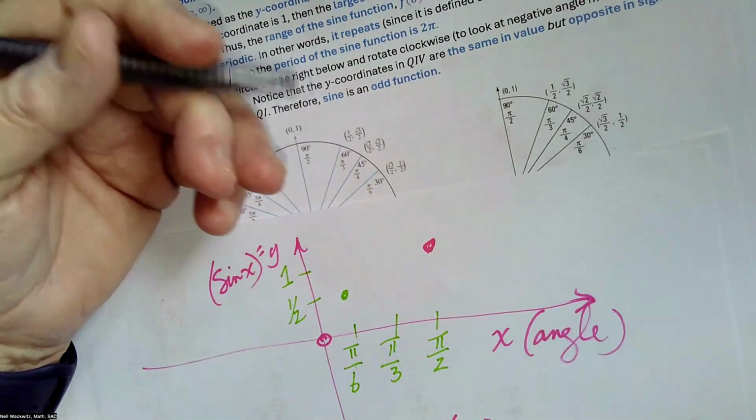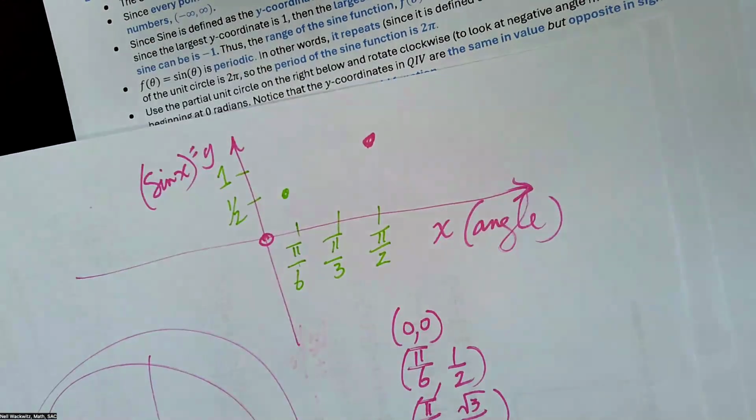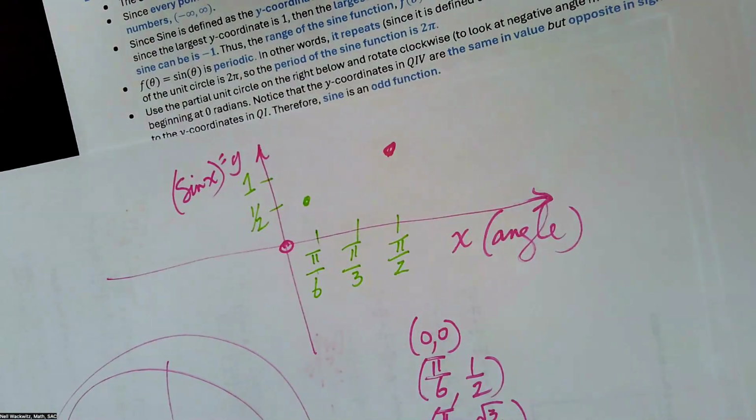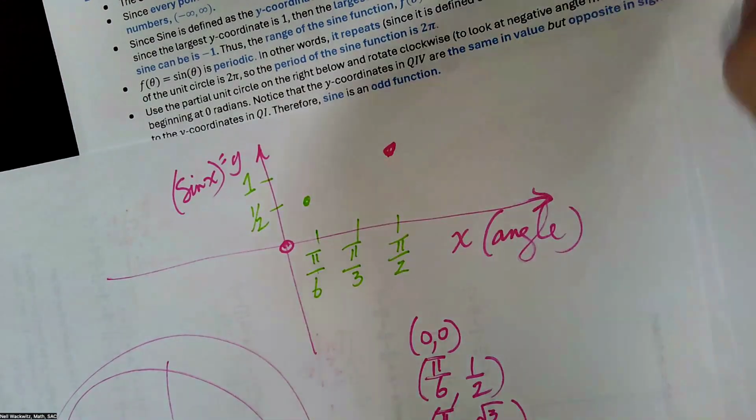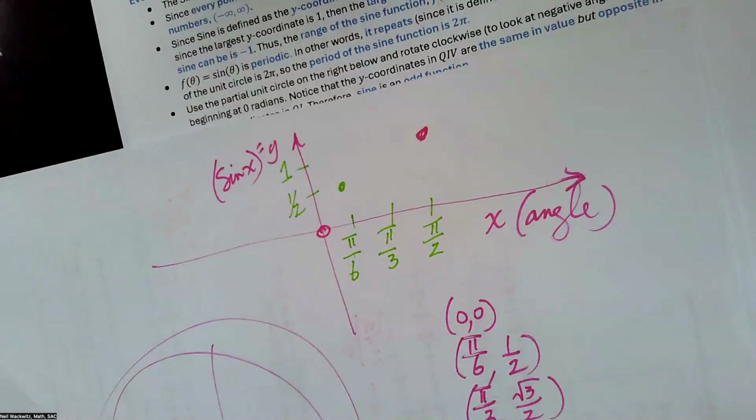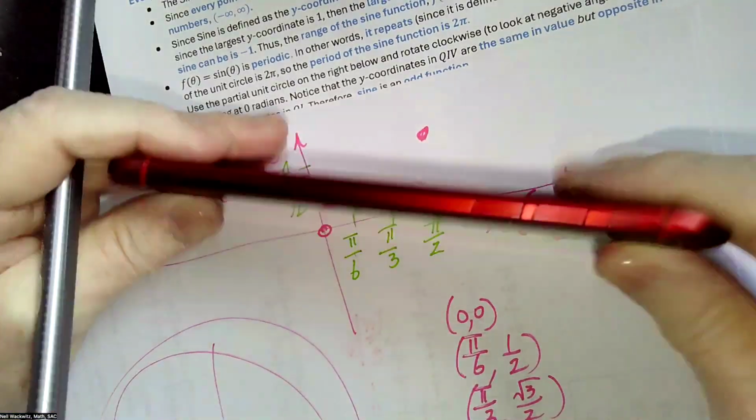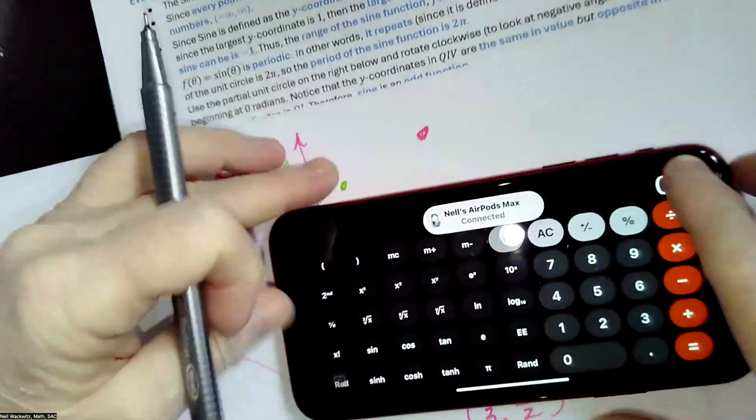Let's go ahead and look at square root of 3 over 2, especially if I can find my calculator. Oh, there it is. Come on. There you go.